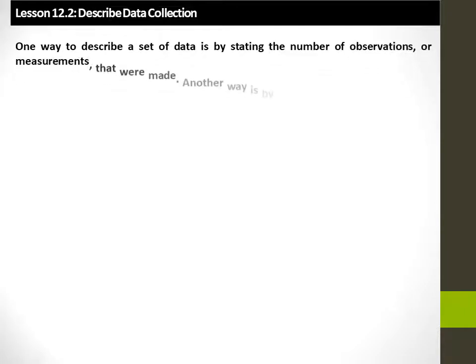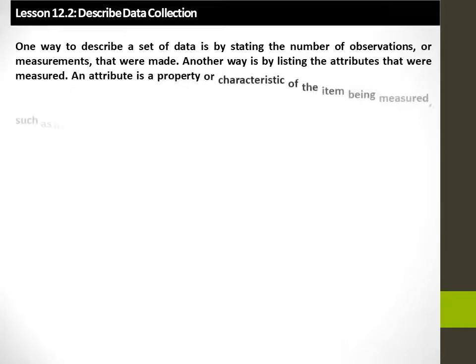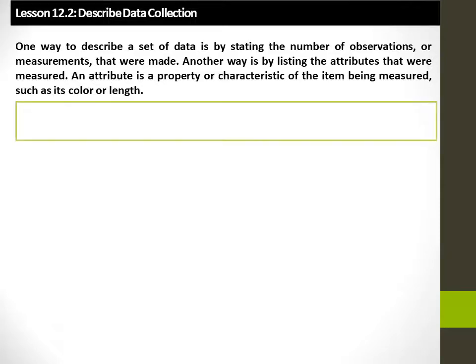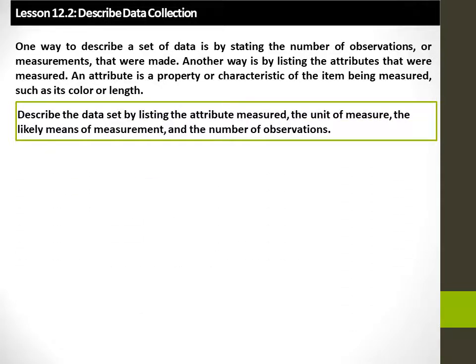Describe data collection. One way to describe a set of data is by stating the number of observations or measurements that were made. Another way is by listing the attributes that were measured. An attribute is a property or characteristic of the item being measured, such as its color or length. Describe the data set by listing the attribute measured, the unit of measure, the likely means of measurement, and the number of observations.